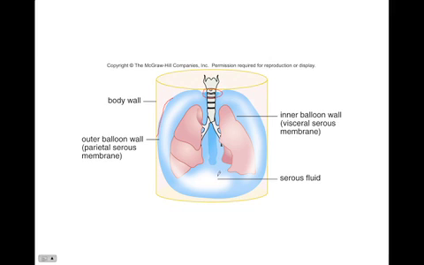In between these membranes, we'll have serous fluid. And the whole point of this membrane-wrapped viscera and membrane-lined container is to allow slippage of the organs, to reduce friction so that the organs can move around freely inside of our bodies.